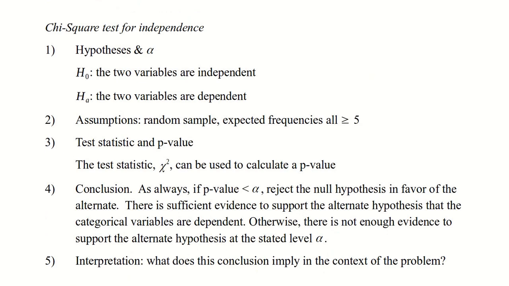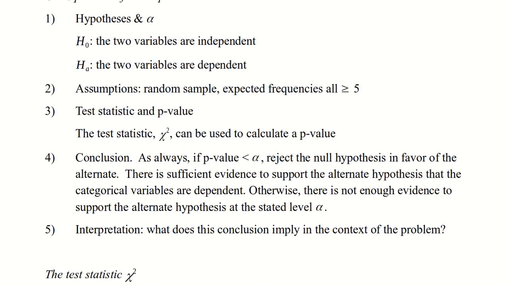The null hypothesis is that the two variables are independent, and the alternative hypothesis is that the two variables are in some way dependent. Our assumptions are that we've got a random sample and that we've got at least 5 of all of our observations. The test statistic and the p-value come in step 3. The test statistic is chi-squared, and it is used to calculate our p-value.